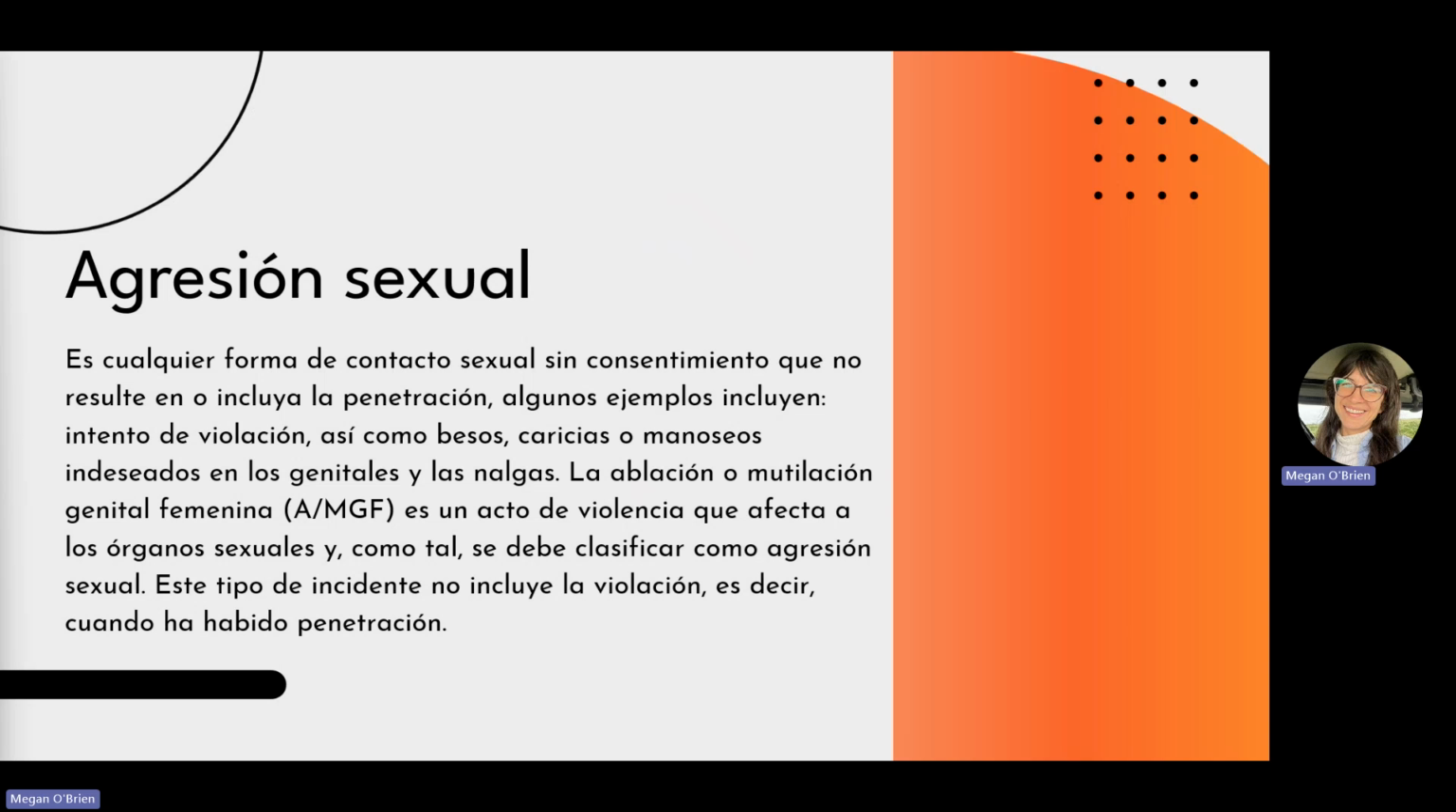Next, you have sexual assault. Sexual assault is any form of non-consensual sexual contact that does not result in or include penetration. Examples include attempted rape, as well as unwanted kissing, fondling, or touching of genitalia. Female genital mutilation and cutting is an act of violence that impacts sexual organs and, as such, should be classified as sexual assault. This incident type does not include rape or where penetration has occurred.